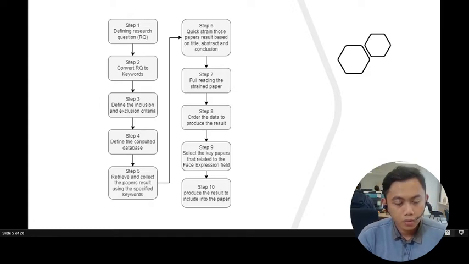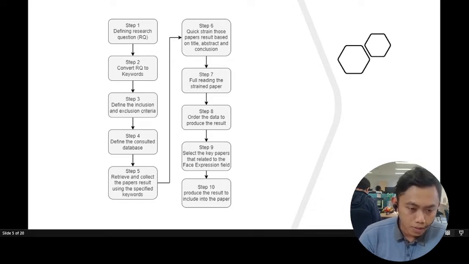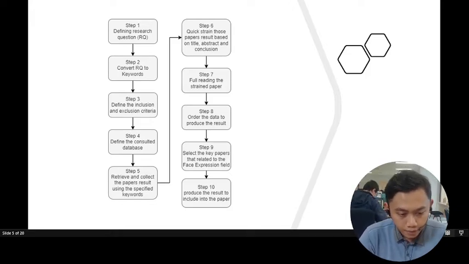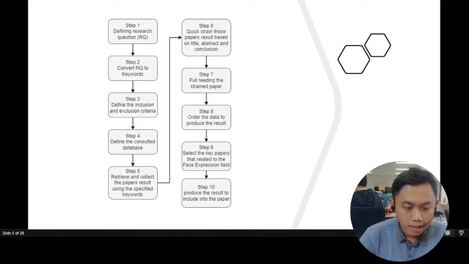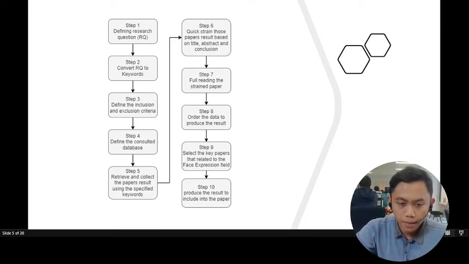First is defining the research questions, or RQ, and step 2 is converting the RQ to keywords. The third step is defining the inclusion and exclusion criteria. The fourth is defining the consulted database, and the fifth is retrieving and collecting the papers using the specified keywords. Step 6 is quick screening of those papers based on the title, abstract, and conclusions. Step 7 is full reading of the screened papers. Step 8, order the data to produce the results. Step 9, select the key papers related to the face expression field. And the last is producing the result to include in the paper.